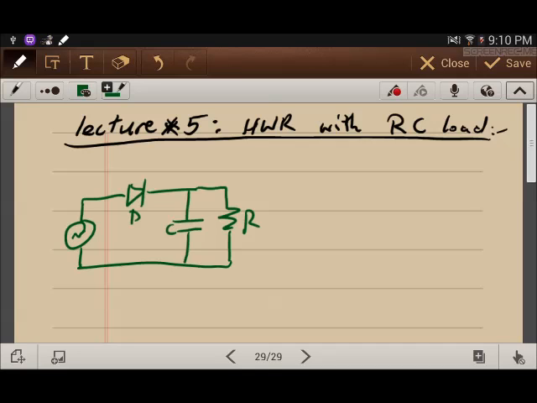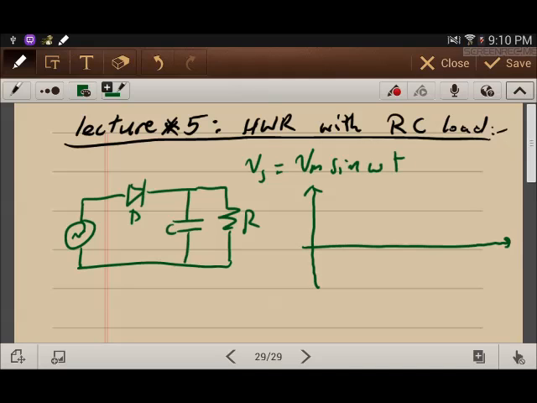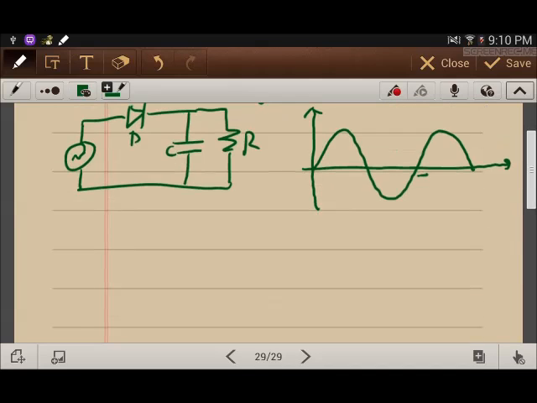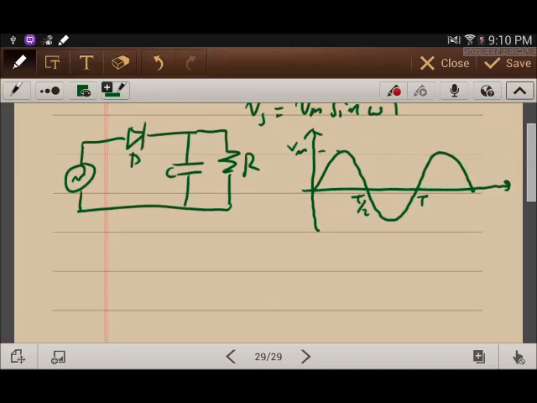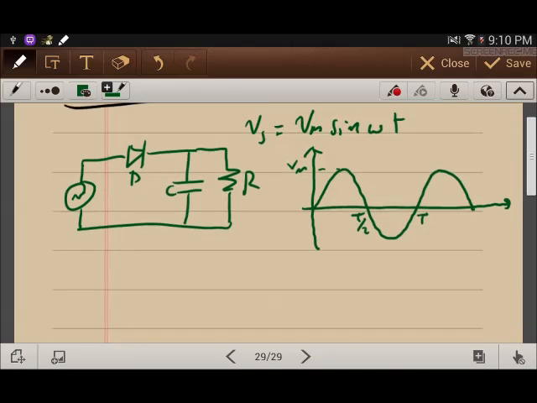So the source voltage is V maximum sine omega t, and this can be expressed in this graph, where this is T the period, this is half of the period, this is V maximum, and the voltage changes in a sinusoidal fashion.